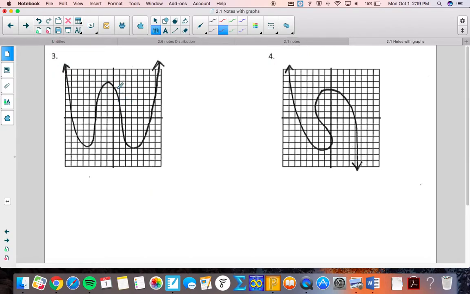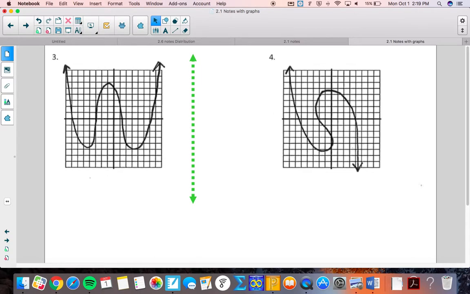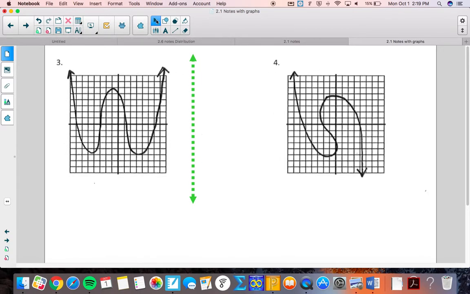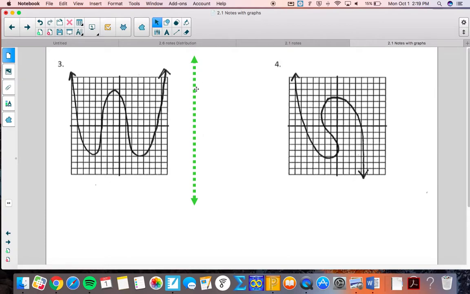To test whether a graph is a function, we use the vertical line test. If I were to put a vertical line here, if it ever crosses the graph more than once, at any point, at any time, then we have a problem, that it is no longer a function. So let's see if I can grab this vertical line.